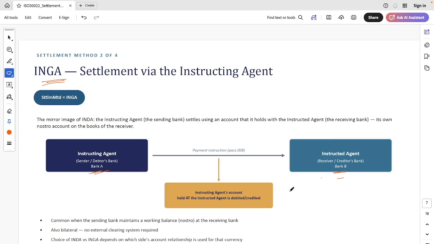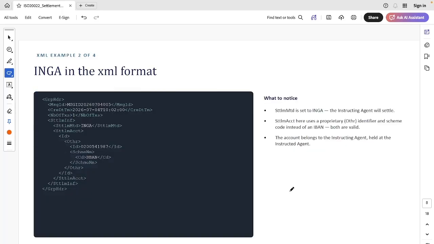For example, in INDA, the instructed agent's account is used, and in INGA, the instructing agent's account is used. So both are based on a direct relationship, but the direction of the account relationship is different. Let us look at the XML example of INGA.